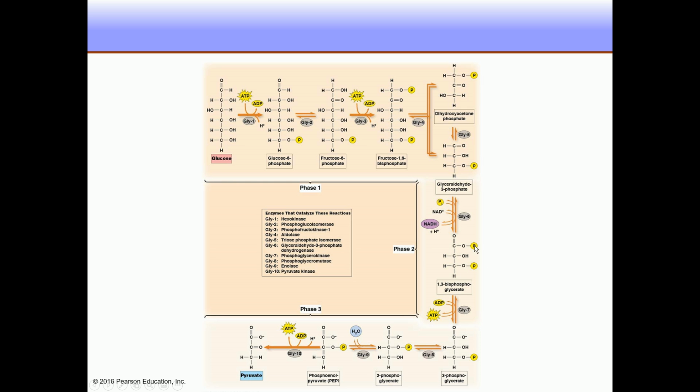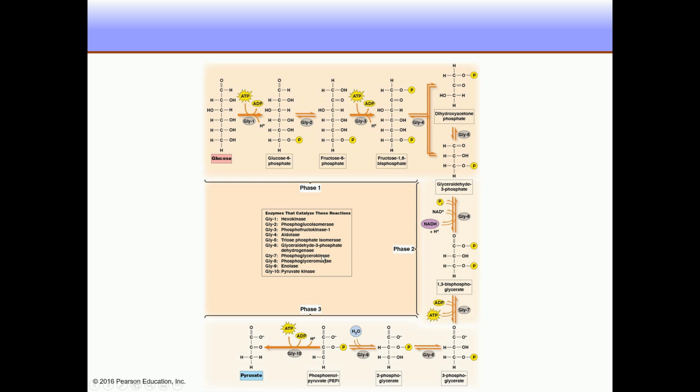In the next step, 1,3-bisphosphoglycerate is going to be converted into 3-phosphoglycerate. 1,3-bisphosphoglycerate has 2 phosphates and 3-phosphoglycerate has only 1 phosphate. So where is the second phosphate going? This phosphate is going to be given to ADP, and ADP will be converted into ATP, and this takes place with the help of the enzyme called phosphoglycerokinase.